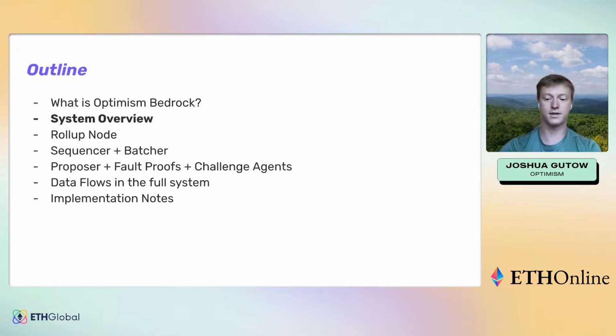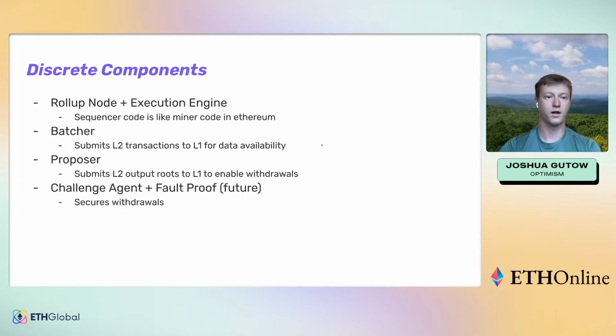So we're going to go through the system overview. Here are the discrete components. You have a rollup node, this is OP node, and then there's the execution engine, OP-geth. We put OP in front of everything because why not? The batcher is the OP batcher. The proposer is OP proposer, and then we have a challenge agent, and the fault proof is Canon.